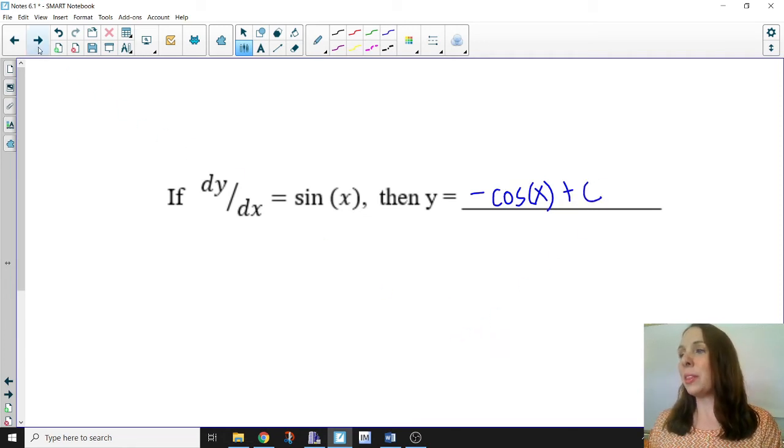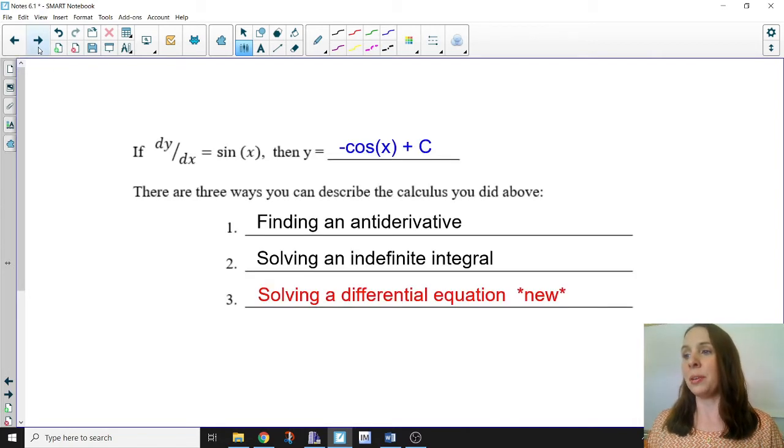Okay, so there's three different things that we can say we just did right here. Three different ways to describe the calculus that we just did. We could call it finding an antiderivative. We could say we are solving an indefinite integral. We could write it as the integral of sine of x dx, and it would be equal to negative cosine of x plus c. And here's the new one. We can call it solving a differential equation. Congratulations, you just solved your first differential equation. And that's the new thing that we're going to discuss in section 6.1.